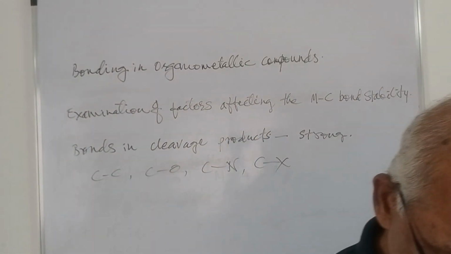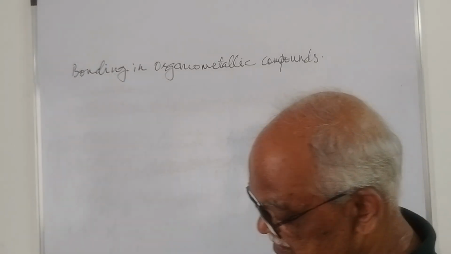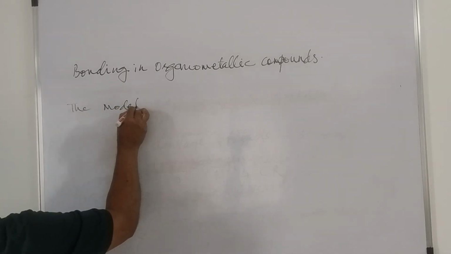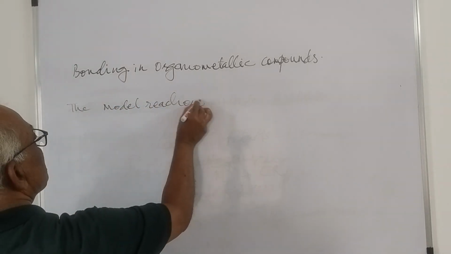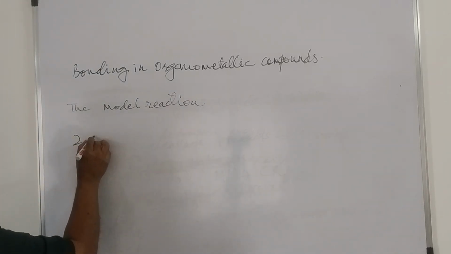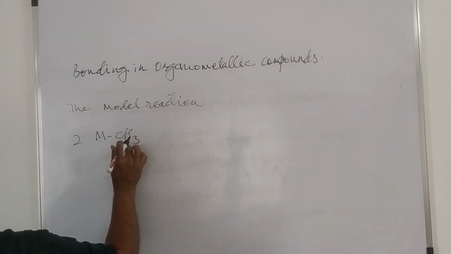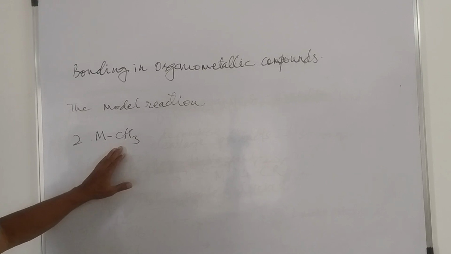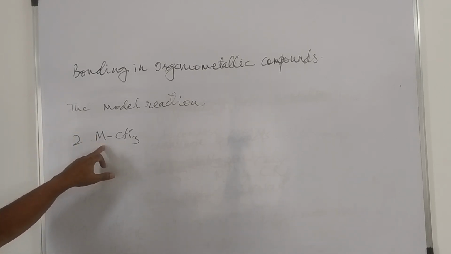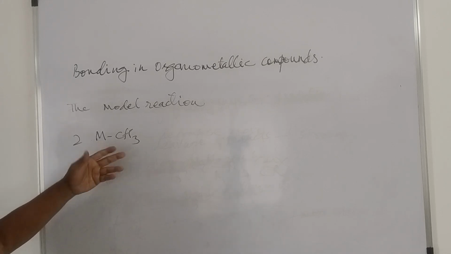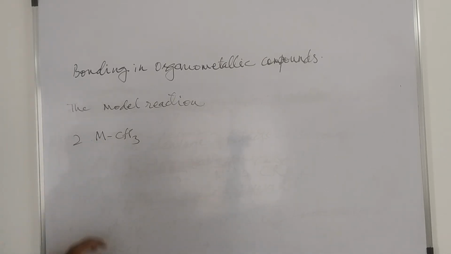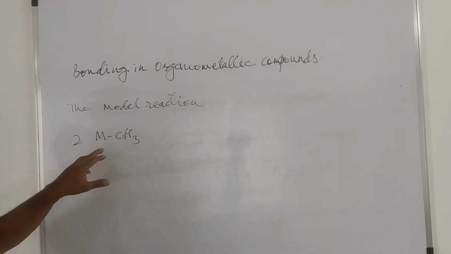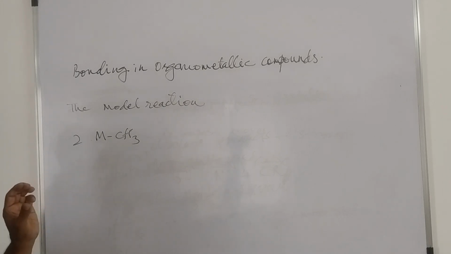Thus, we have seen the reaction types. So if we see the model reaction, the model reaction can be shown as 2MCH3. If we take the example of this methyl, the molecule is not only like this, MCH3. It depends upon the oxidation state of the metal. If we take the example of titanium, there are 4 methyl groups, but we have generalized here as M, and we are concerned with the metal carbon bond. So that is what we have considered here.